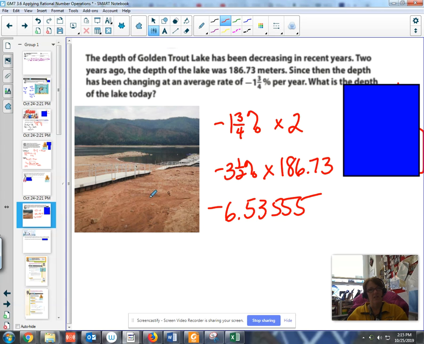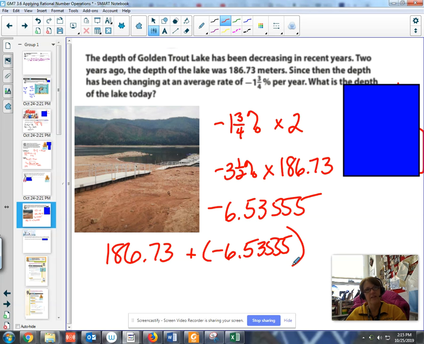So it doesn't mean how much did it drop. It wants you to take this value, okay, and we have to subtract that from the 186.73, okay, and basically add this negative number, or just subtract 6.53555, okay?